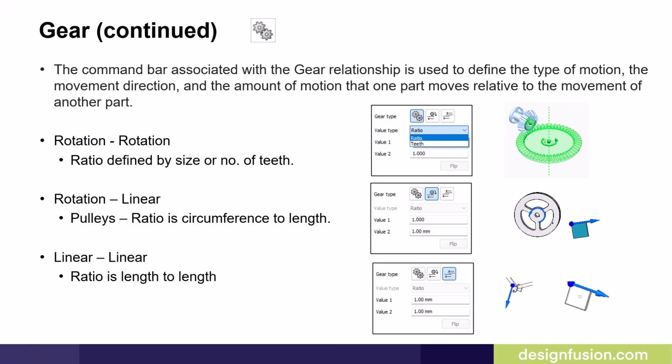The linear option is used to define how the linear movement of one part results in the linear movement of a second part. The movement is defined by specifying the amount of linear movement in the first part and then identifying the amount of resulting linear movement that occurs in the second part. This relationship is useful when defining movement between two parts that slide in grooves or slots.